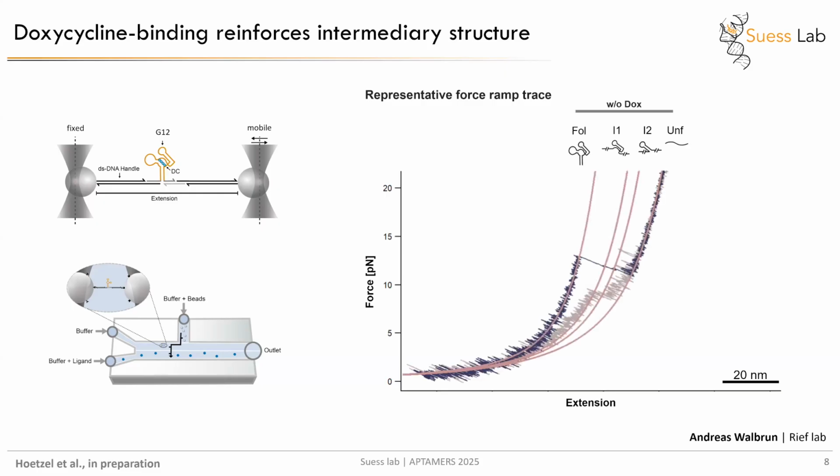So on the x-axis is the extension in nanometers, y-axis is the force in piconewton. And when we measure G12, we get this graph. So in blue, this is the extension, and in light gray, this is the relaxation.